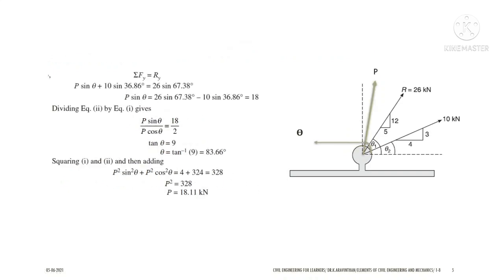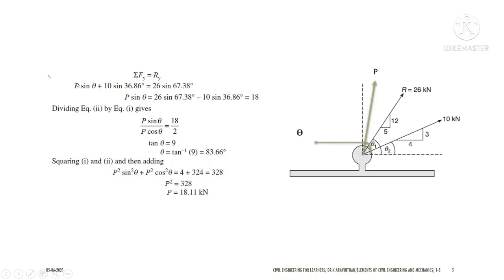So let us now resolve vertically. So P into sin theta, which will be upward, and P sin theta is plus, and 10 into sin theta 2. So 10 into sin 36.86, which will be in terms of sine, and you have the resultant 26 into sin theta 1. So 26 into sin theta 1.